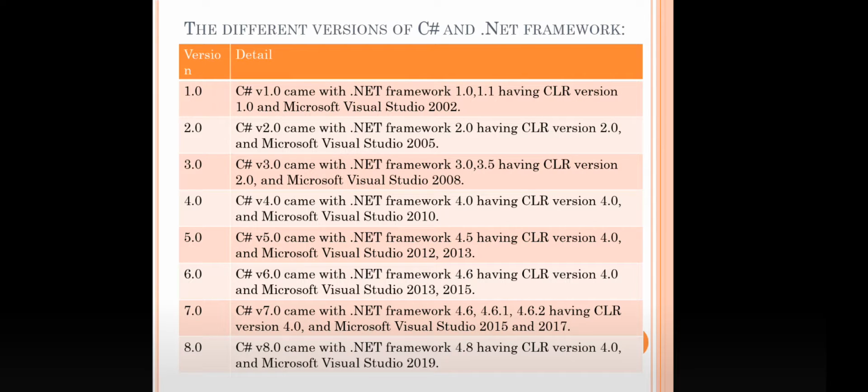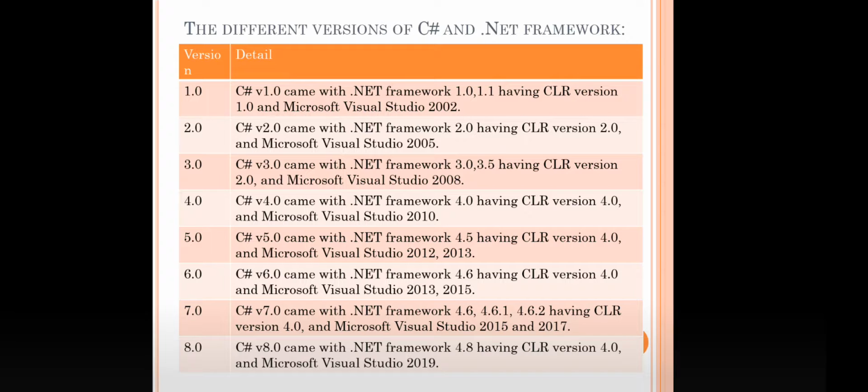Now let's discuss some versions and some .NET framework versions. The first version was 1.0, launched in 2002. Its first version 1.0 came with .NET Framework 1.0 and 1.1 having CLR version 1.0. CLR here is the Common Language Runtime. It's a runtime environment for running programs written in C Sharp, similar to the JRE in Java.